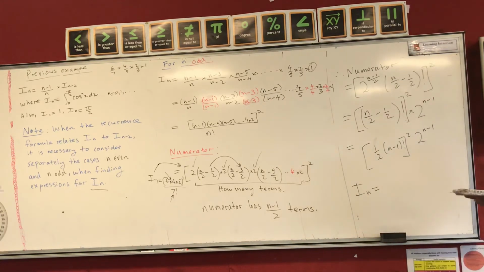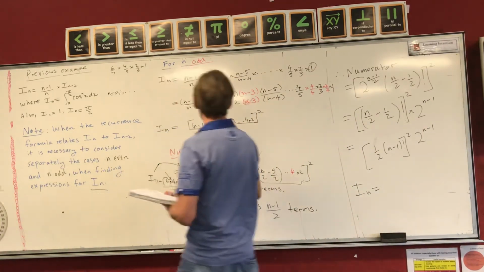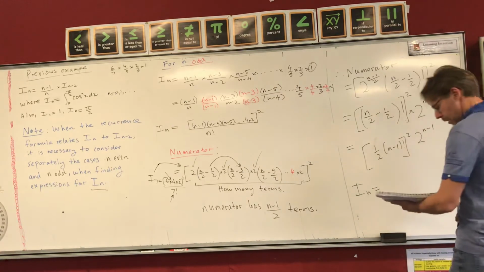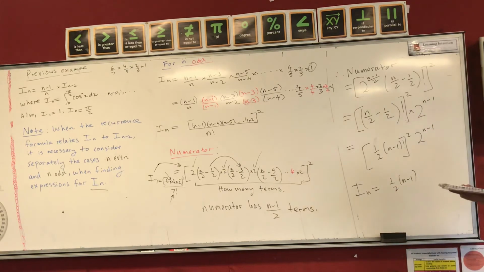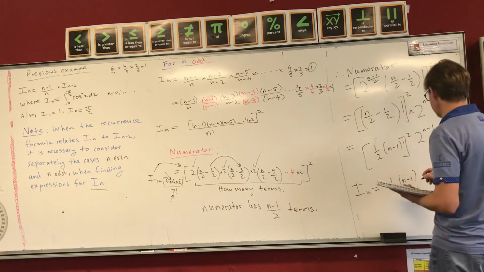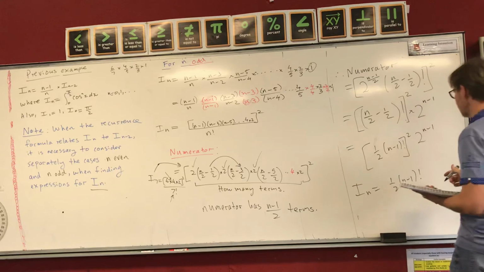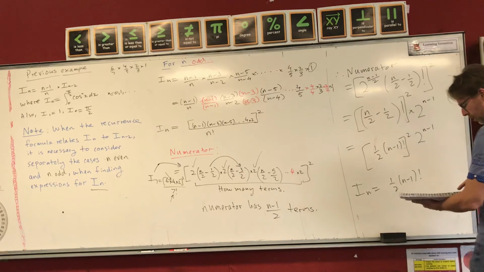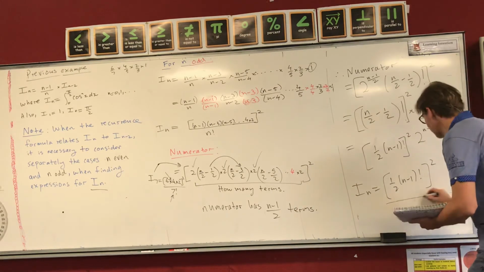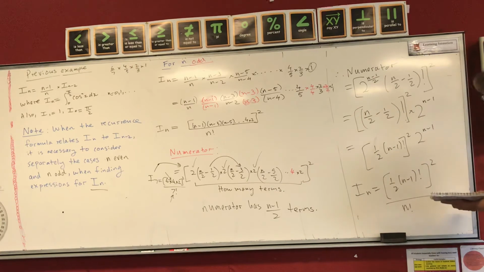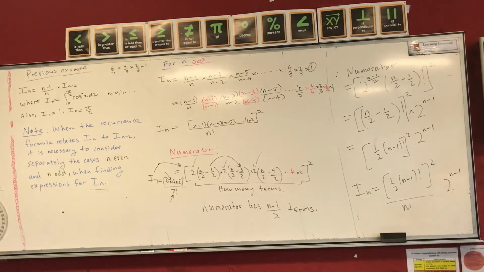Okay, so now we can finish what In is, which is back here. Here's my In. So I've got a half n minus 1 factorial, and it'll be all squared, and then that's divided by n factorial, and then times 2 to the n minus 1. Okay, that's it. It's all good.